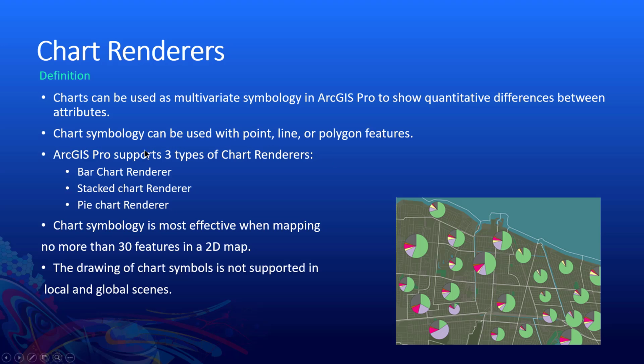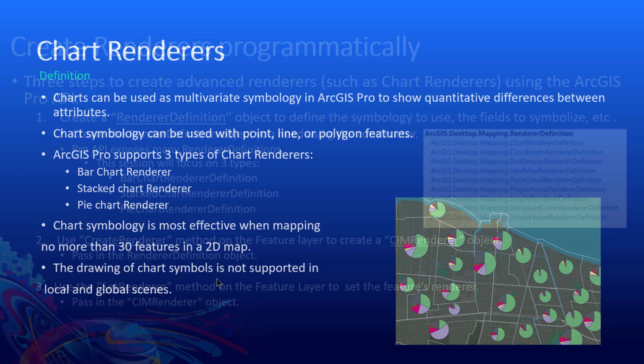ArcGIS Pro supports three types of chart renderers: bar chart renderer, stacked chart renderer, and the pie chart renderer. Chart symbology is the most effective to visualize when there are no more than 30 features in a 2D map. Drawing of chart symbols is not supported in local and global scenes.